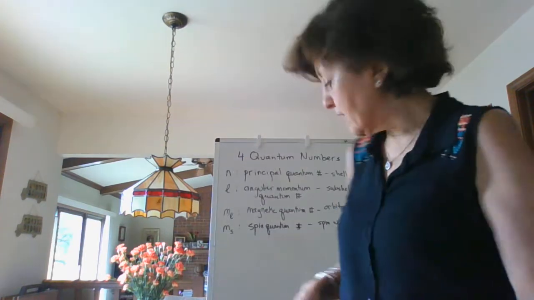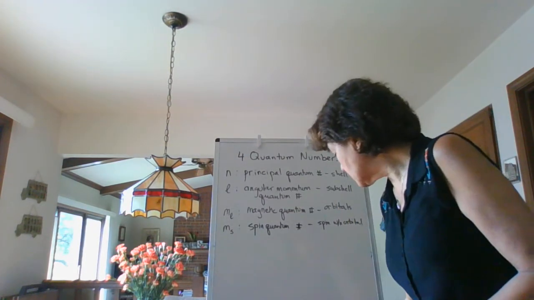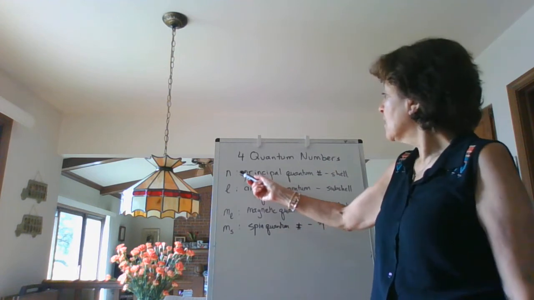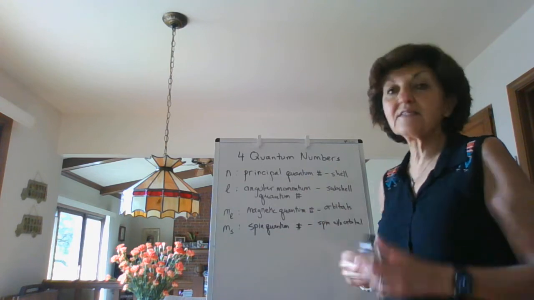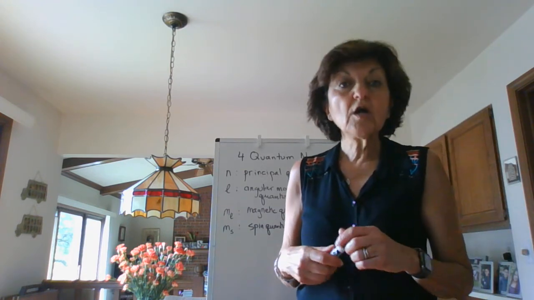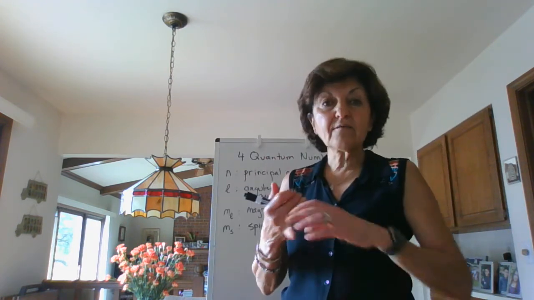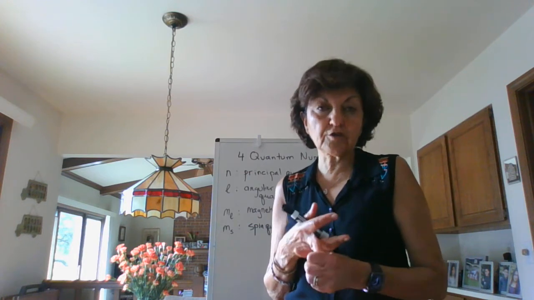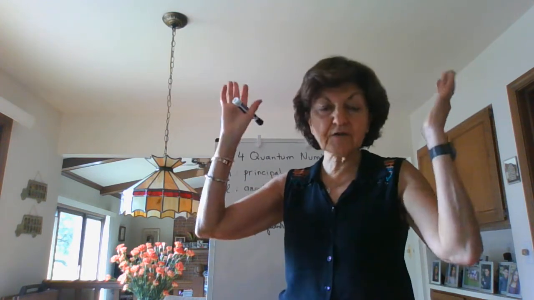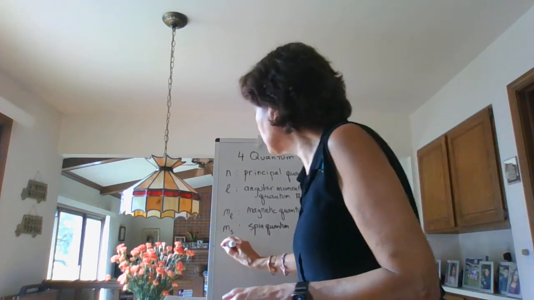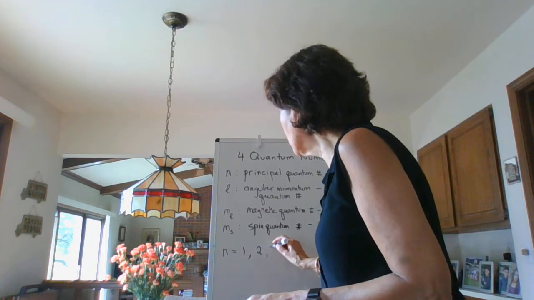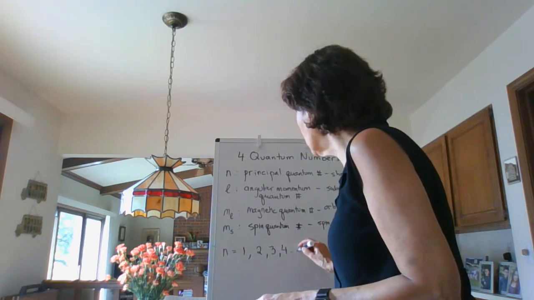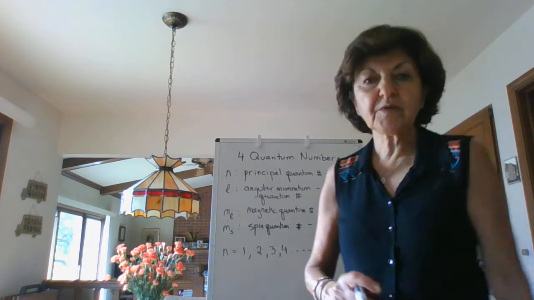All right, what are the 4 quantum numbers? Here they are. N is called the principal quantum number. That stands for the shell number. So you know that you can have the first shell, second shell, third shell, all the way up to an infinite number of shells. So the possible values for N can be 1 or 2 or 3 or 4, all the way up to whatever, infinity.